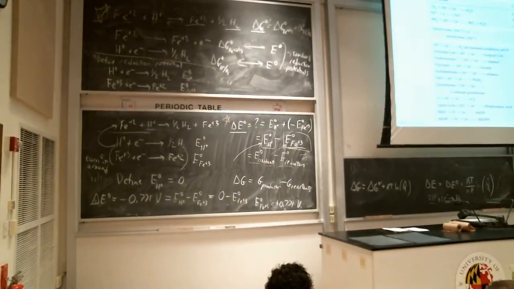So O2 is at the top of the tables in biochemistry. It has a very large positive E value. It has much higher affinity for electrons than, say, H+. And other things, iron plus 3 turns out to have rather high affinity for electrons, and some of these other substances.